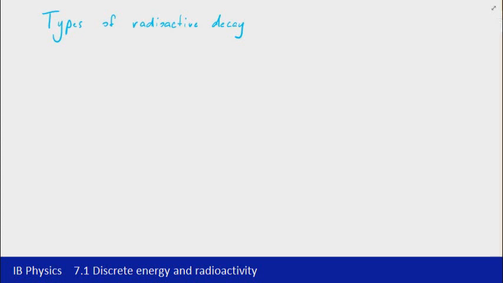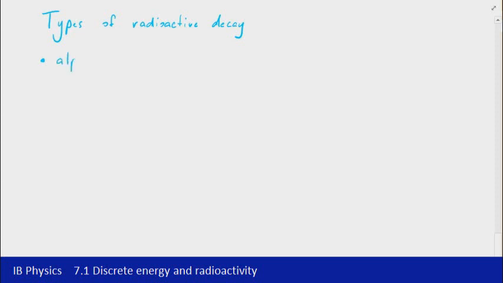In the previous video we looked at the idea that for a nucleus to become stable it needs to emit either matter or mass or energy. In this video we'll have a look at the different types of radiation. So we'll basically just list them out and give some examples of what they are.